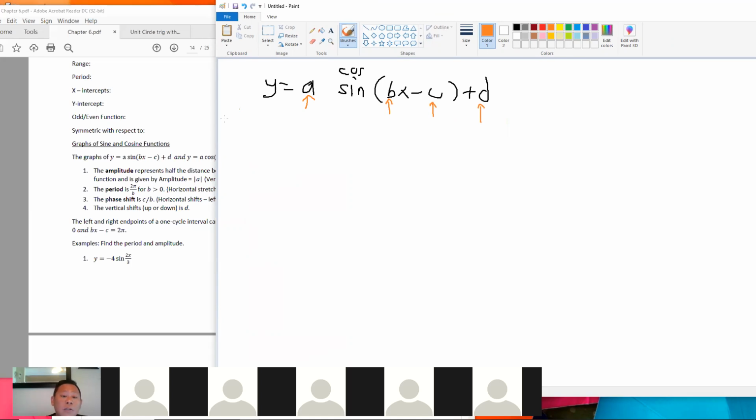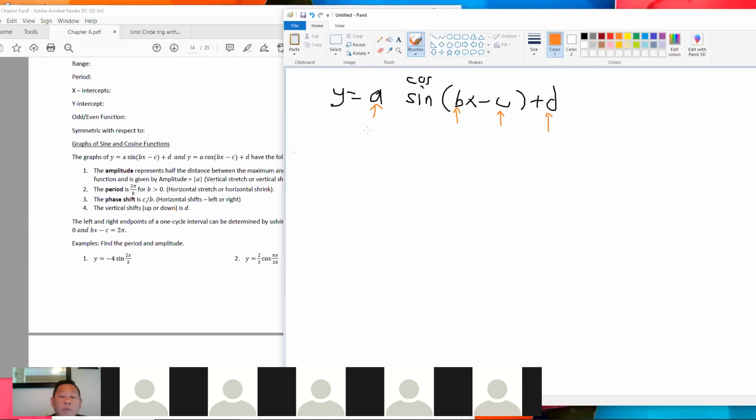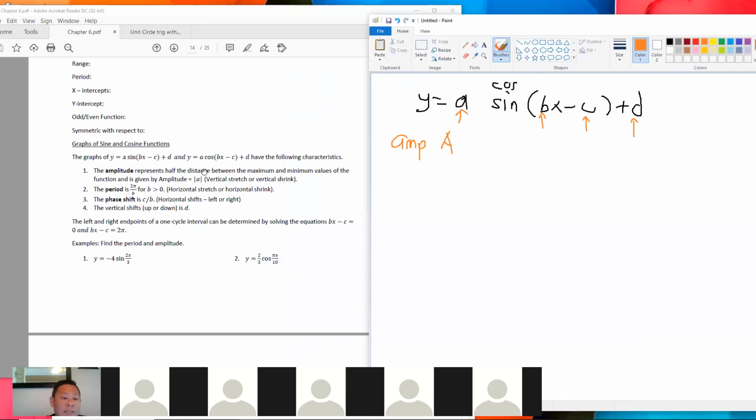So these are the 4: A, B, C, D. These are the 4 different transformations that you need to know. A in this case is what we call your amplitude. So what is an amplitude? Amplitude, which is capital A in this case, is the distance between the maximum and the minimum values of the function, divided by 2.